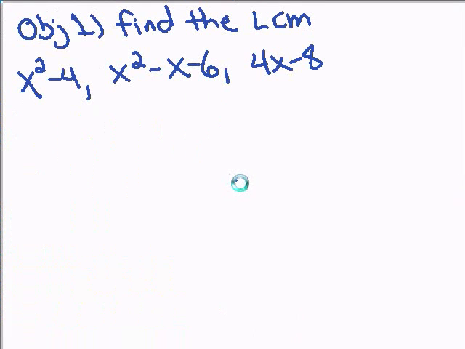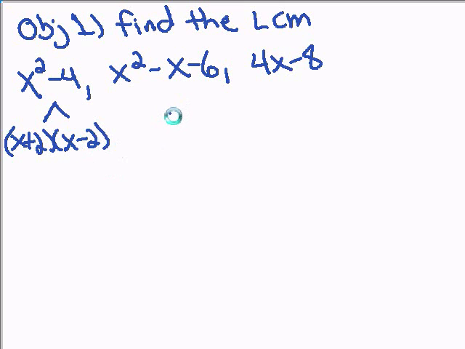Now that we've reviewed how to find the LCM from just numbers, we're going to find the LCM from algebraic expressions. Here we have 3 algebraic expressions. In order to find the LCM, we need to do like we did with the numbers and find the factors. So I factored x squared minus 4 as x plus 2 and x minus 2.